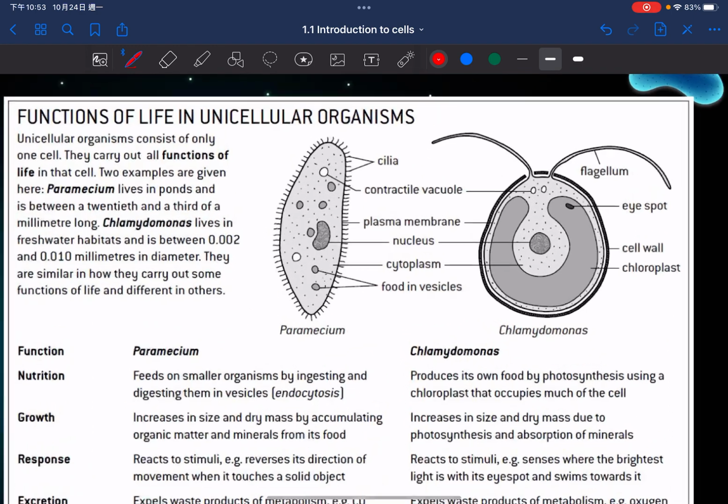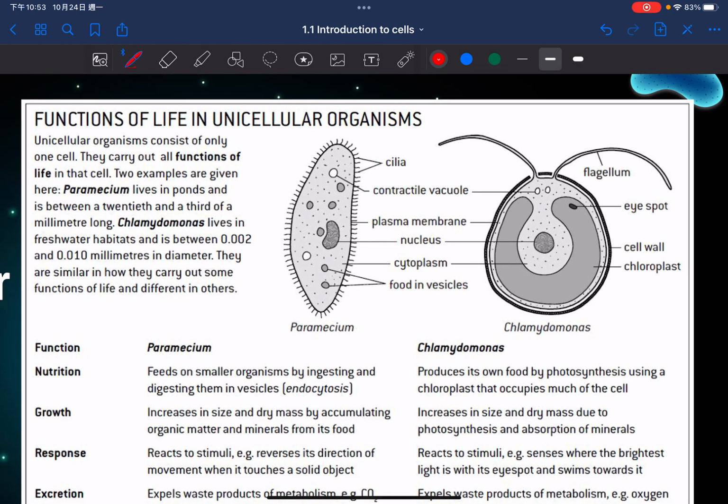Just like you see, the IBDP provides two different examples for us. The first example is paramecium, and the second one is chlamydomonas. It's a kind of algae that can do photosynthesis. So once you see an organism or a species that consists of only one cell, that means it's a unicellular organism. But on the other hand, we human beings consist of a lot of cells. That means we are multicellular organisms.